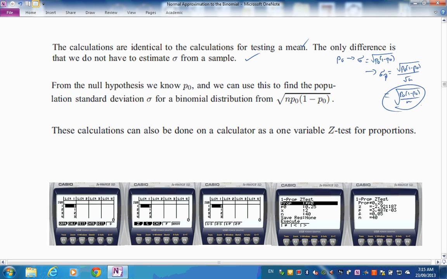Okay, so let's have a look then. From the null hypothesis we know P0, and we can use this to find the population standard deviation for a binomial distribution from that. Okay, alright, so that's what we've been doing.